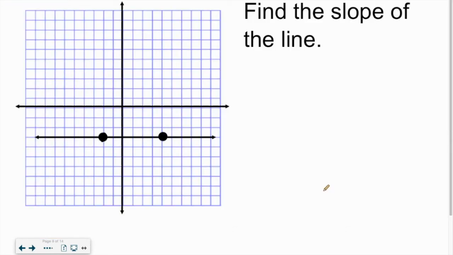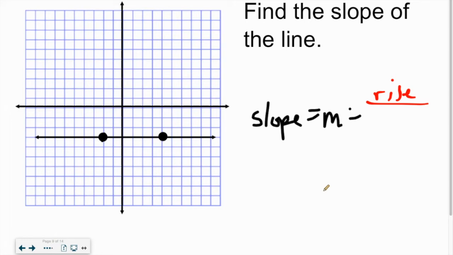Find the slope of the line. That's all it says to do. So here we go. Slope equals m equals rise over run. Slope equals m equals rise over run. Yes, every time it says to find slope, you have to do that. Going from one point, Mr. Slope Man has me always going to the right.